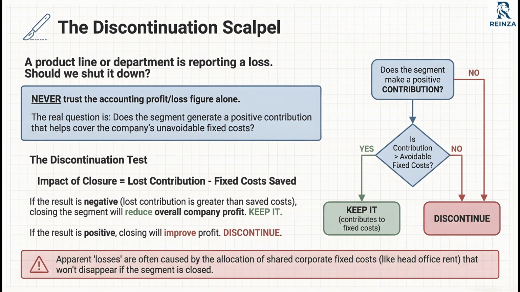Here is a crucial warning. Apparent losses are often caused by the allocation of shared corporate fixed costs, like head office rent, that will not disappear if the segment closes. Those costs will just be reallocated to other departments. Exam tip: always distinguish between directly attributable fixed costs and allocated shared costs. Only the directly attributable costs can be saved through closure.